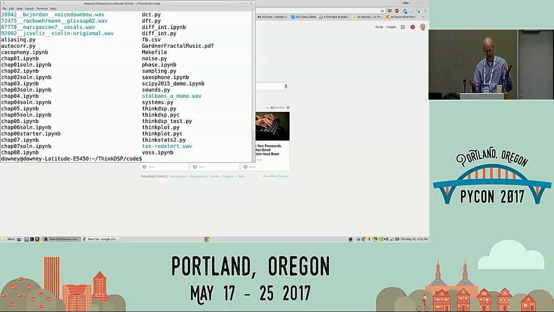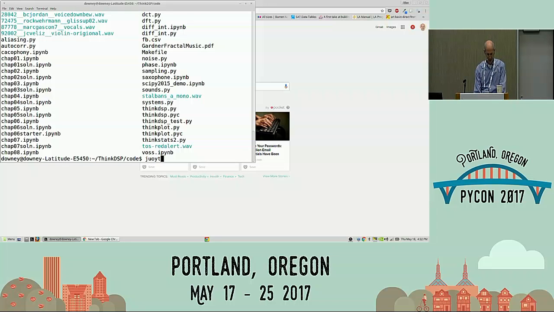If you just do an ls, you'll see all the files. There are a bunch of notebooks there. There are a bunch of Python modules. We're going to be using thinkdsp.py, which is a library that wraps some of the functions that are in NumPy and SciPy. And there are a bunch of recorded sounds there that are in there as wave files.